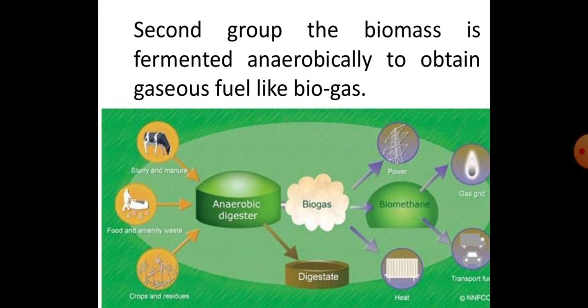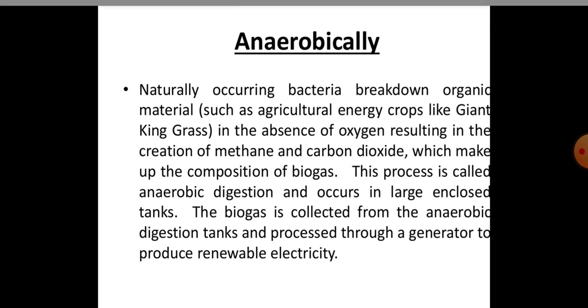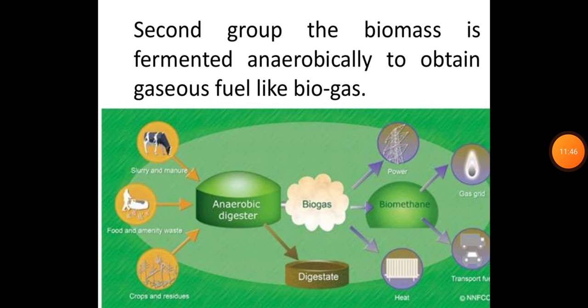As we can see in the diagram, the slurry and manure of a cow, and the food waste, means if we are wasting some food, so that food also we can use. And the crops and residues, like the residues which are not utilized after taking out the crops. All this waste is fed into the anaerobic digester, the biogas is produced, and as a byproduct digestate is produced.